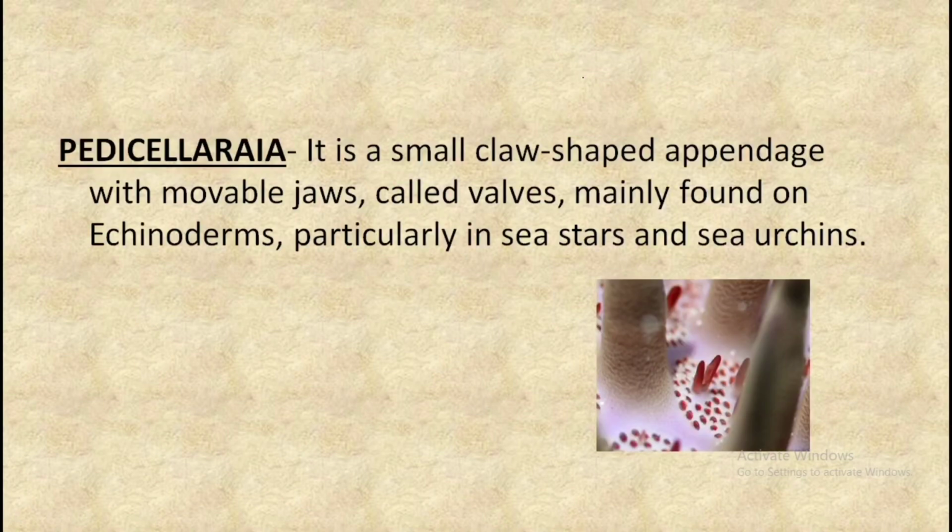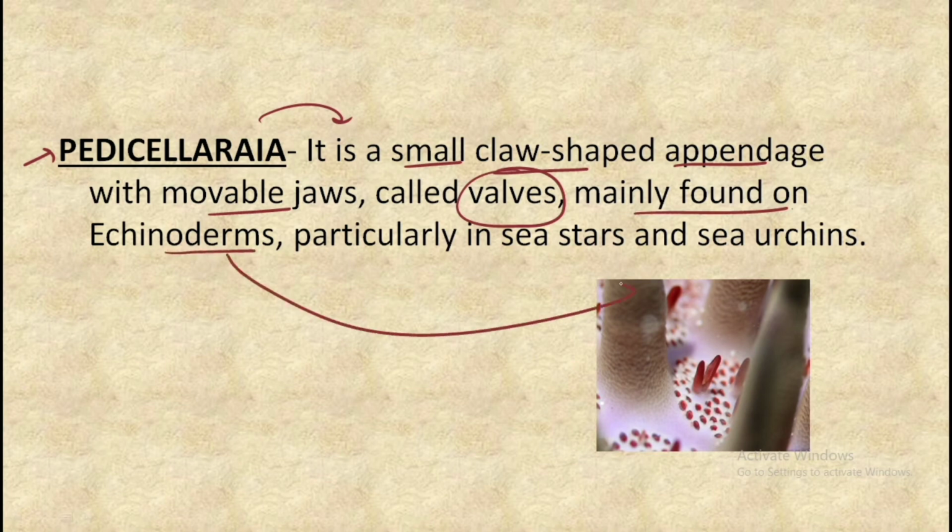The last body structure highlighted in the question is Pedicellaria. Pedicellaria is a small claw-shaped appendage with movable jaws. They are mainly found in echinoderms, particularly in the sea stars and the sea urchins. So as you can see in the figure, these small claw-shaped appendages are what are called Pedicellaria.